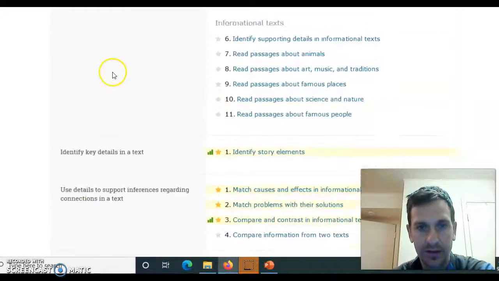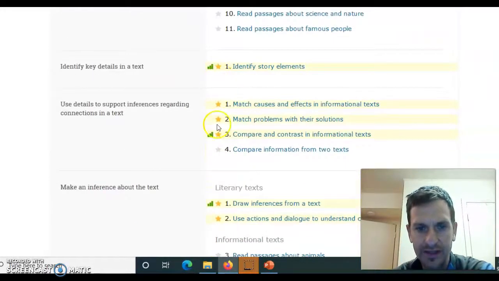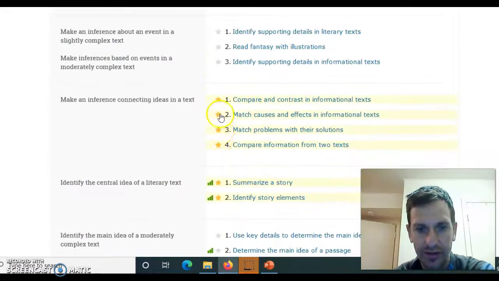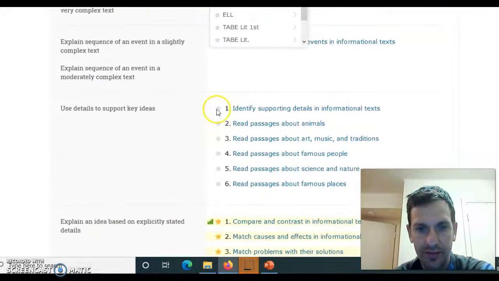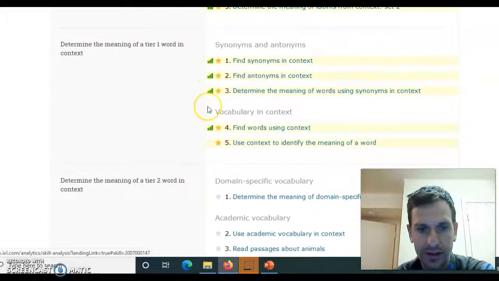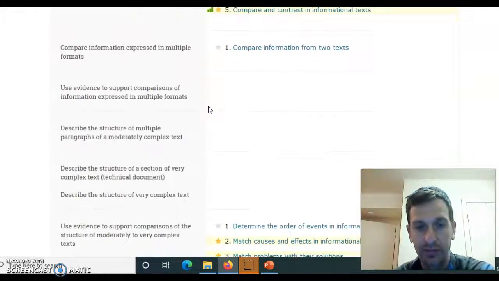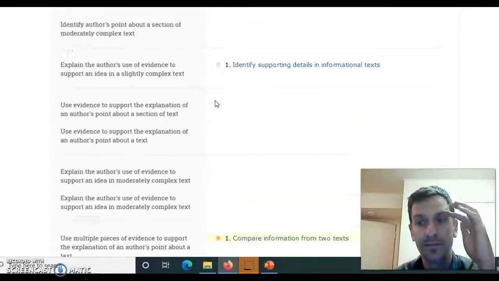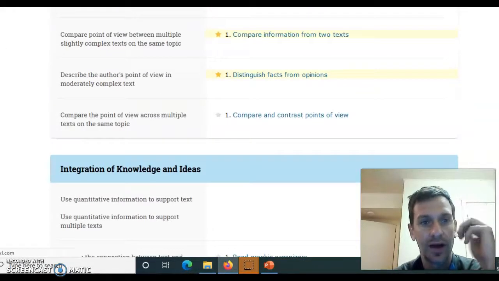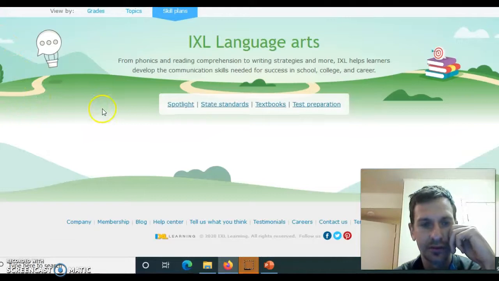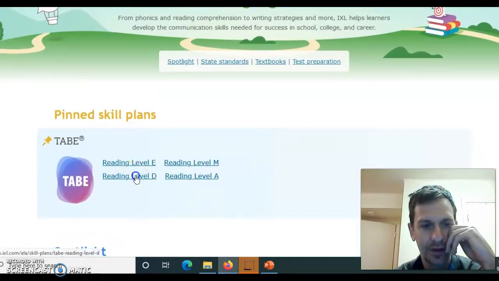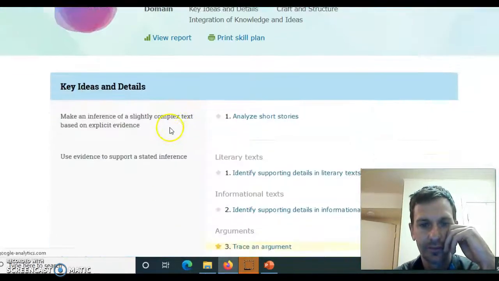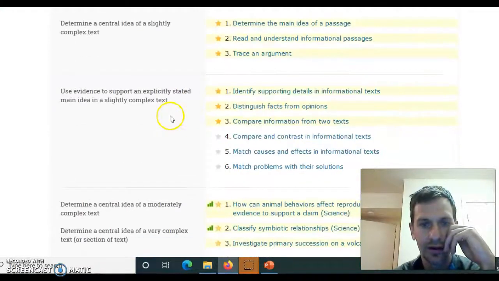Alright, so anything you see starred, I've starred for you. This has been a skill that we should have practiced, okay? As you can see, it's a whole bunch, alright, and we've still got more to go through. So, yeah. So, for your M folks, that's where you're at. And for your D folks, this is where you're at, okay?